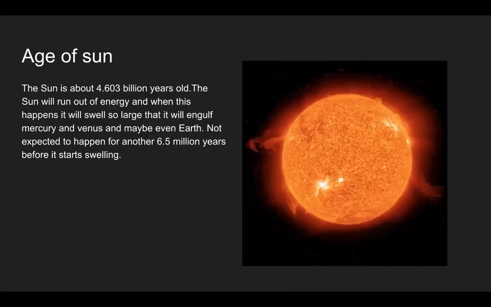And the age of the sun is about 4.6 billion years old. The sun will run out of energy eventually, and when this happens, it will swell so large that it will engulf Mercury and Venus and maybe even Earth. But this is not expected to happen for another 6.5 billion years, because it's only halfway through a star's expected lifetime. One more thing. It will turn into a white dwarf star after it implodes.